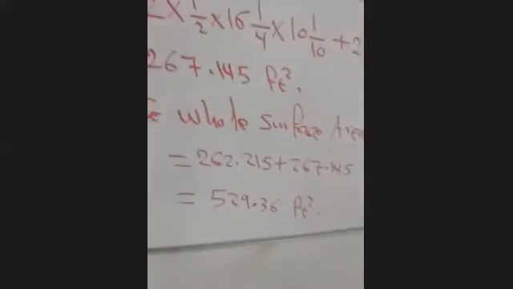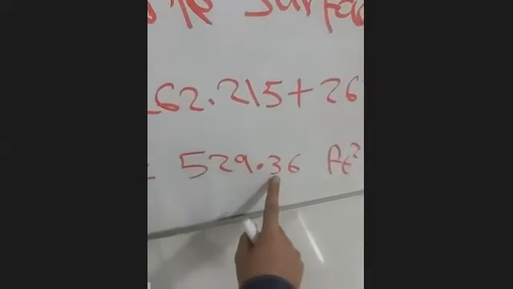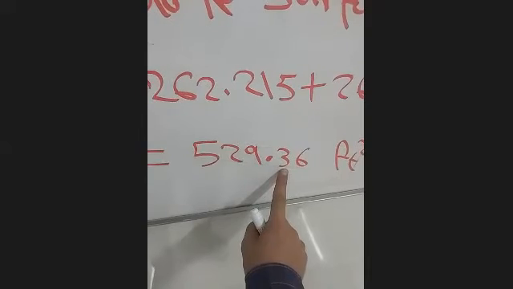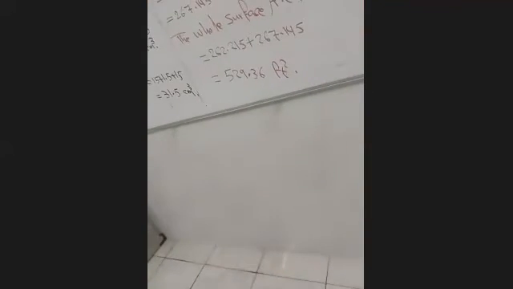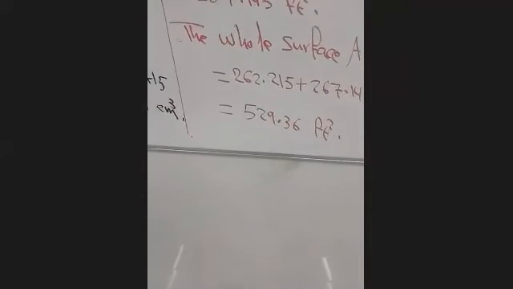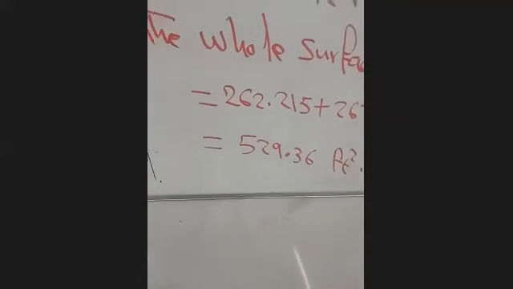The question wants us to round to the nearest tenth, right? This is the tenth, guys. So the 3 will be what? 4. The 3 will be 4.